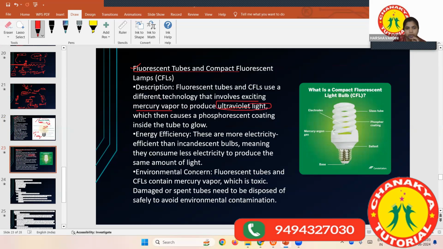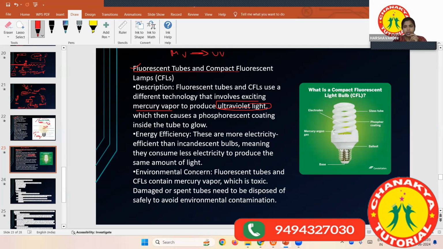For producing the UV light, they are using mercury vapor, which then acts on a phosphorescent coating inside the tube. Because of the reaction, the coating glows. It's all a chemical reaction. So mercury vapor is there. Mercury vapor is giving you UV light. If you keep the mercury vapor, it is giving you UV light.